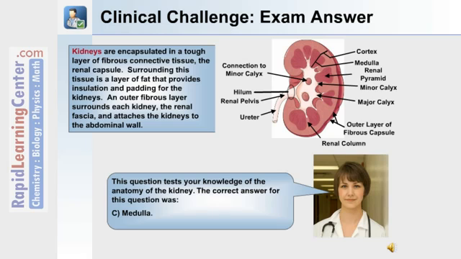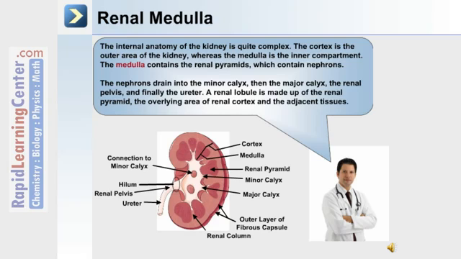Here's the answer to the question. This question tests your knowledge of the anatomy of the kidney. The correct answer for this question was C. The medulla was labeled in the image. The renal medulla. The internal anatomy of the kidney is quite complex.